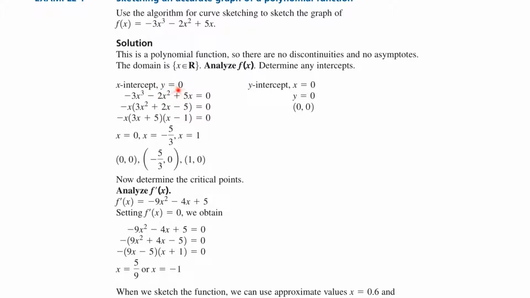If we set y to 0, we deal with a cubic equation. We solve the equation by factoring. x is a common factor, and then 3x squared plus 2x minus 5 can be broken down to 3x plus 5 times x minus 1. Therefore, (0, 0), (-5/3, 0) and (1, 0) are the x-intercepts.